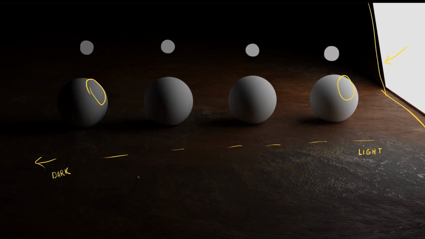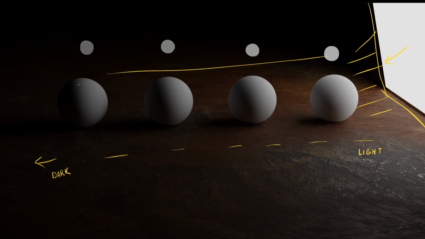The gradient of light and dark is simply a byproduct of more or less rays hitting a certain portion of the object. The sphere that is close by to the light source receives more rays than the sphere that is furthest away from the light source. And that's it. That's the light fall-off in a nutshell.